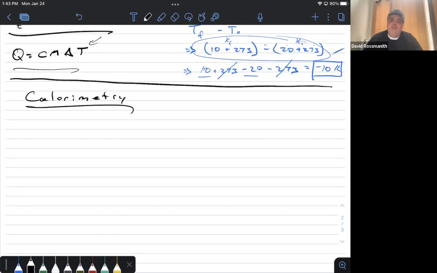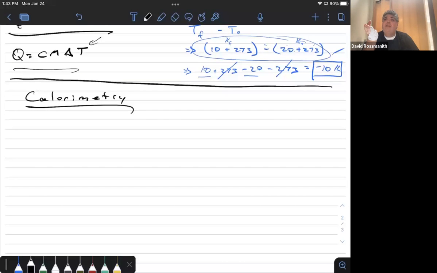And so this is the study of heat flow. More to the point, it's the study of different objects in a system coming to equilibrium with each other because of their heat energy, their temperature.